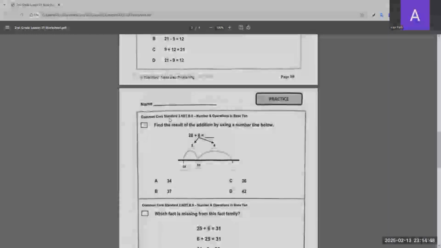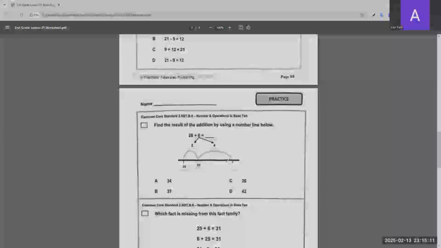So moving on, find the result of the addition by using the number line below. 28 plus 6. So we can see here that they split up 6 into 2 and 4, and they already added the 2, and 30. And the number here is the number after adding 4.